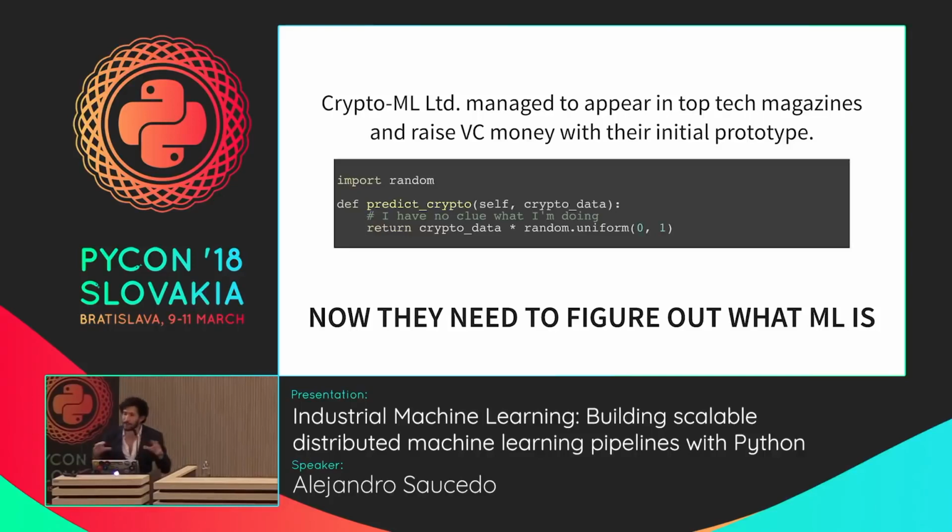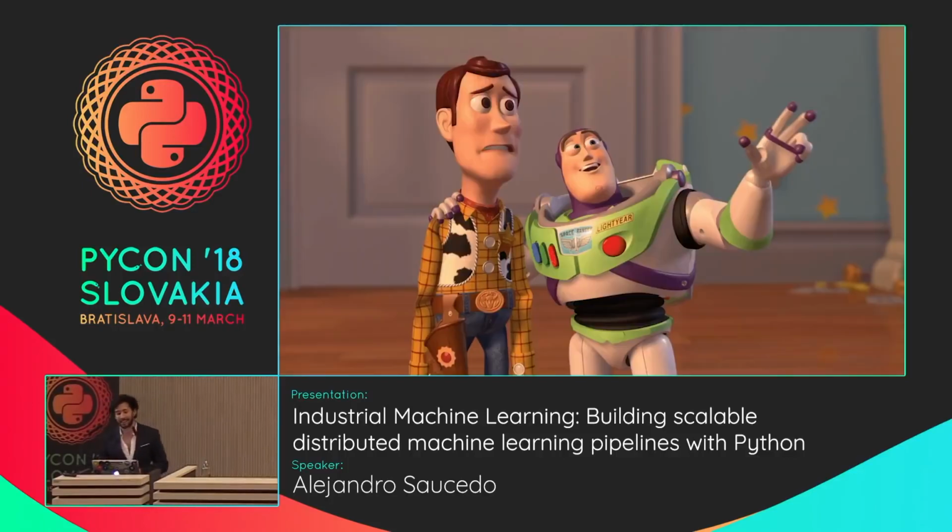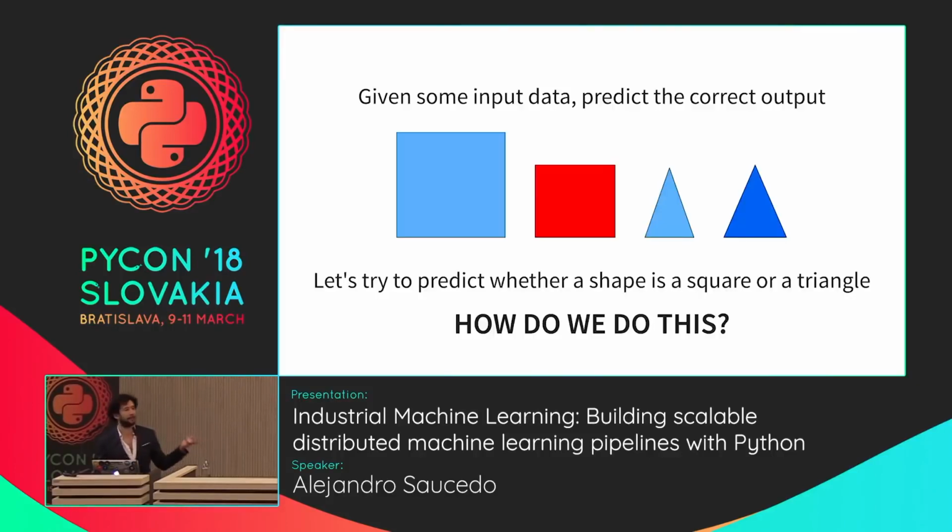So imagine that Crypto ML appeared in top tech magazines, they raised VC money with their initial, award-winning prototype. It did the job to predict cryptocurrencies quite accurately with just a random uniform multiplication. And now they need to figure out what machine learning is. It's funny, and it's sad because it's kind of true. But to their finding, they saw that there are tutorials everywhere. And they found that machine learning, in essence, is to try to find a function that is able to predict an output based on a specific input.